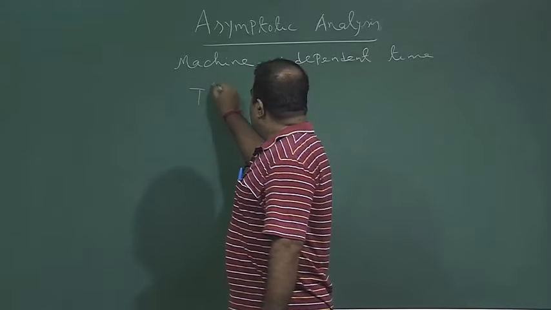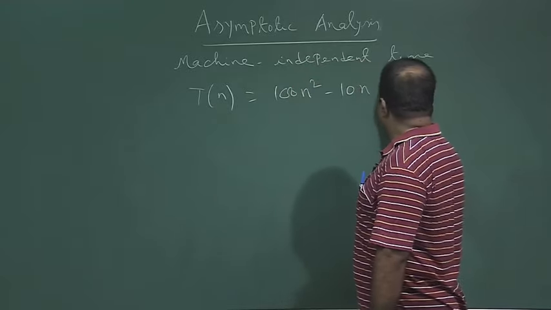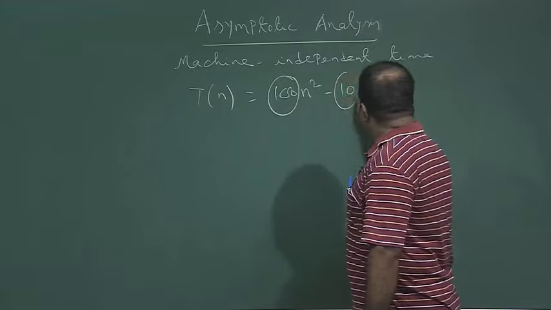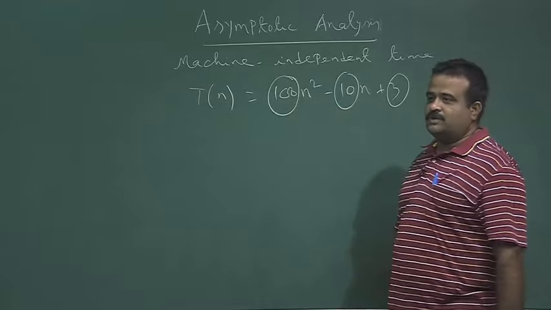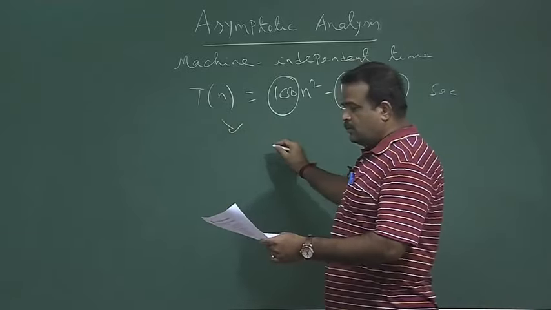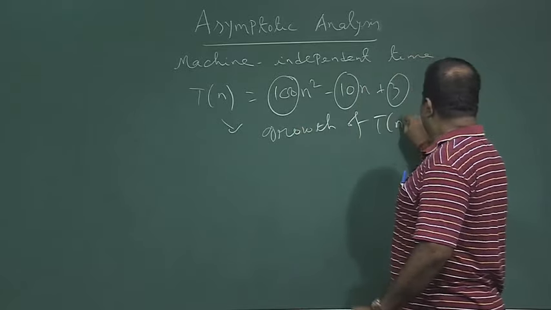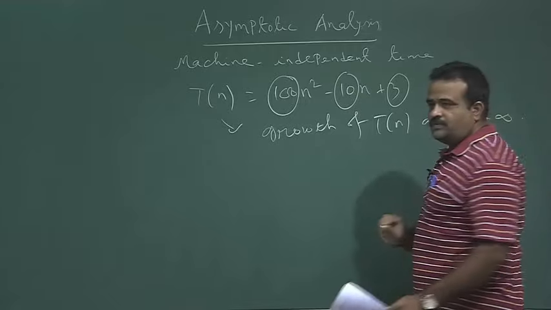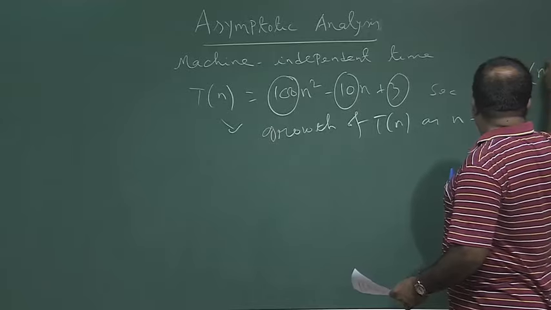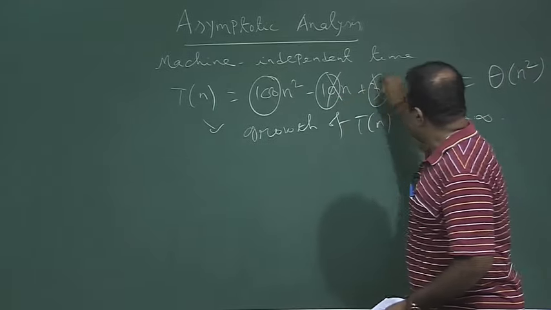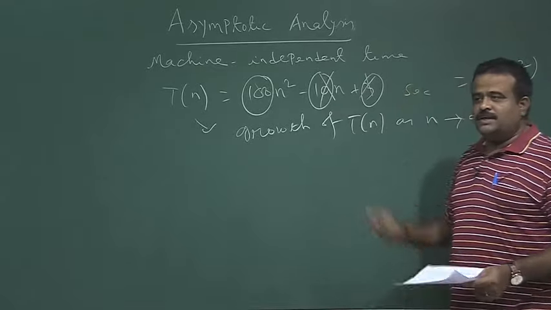Suppose our time is say 100 n square minus 10 n plus 3. These are constants coming from the machine dependency, so we want to get rid of them. We want to see the growth of T n as n tends to infinity. We will denote this by order of n square. We ignore all the lower order terms, then we ignore the leading coefficient, and this gives us big theta of n square. We formally define what big theta is.